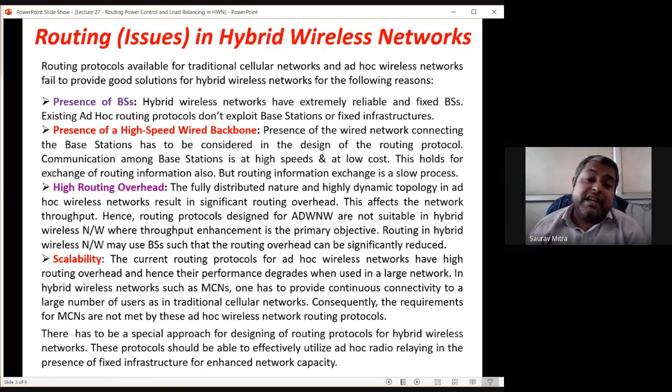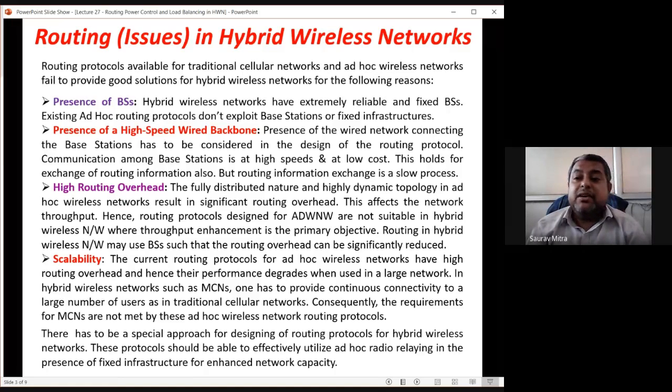Okay. But if it is a wired connectivity, in that case the routing information exchanged between some intermediate node and base station is a very fast process. So ad hoc routing is slow, but wired routing is fast. And this hybrid network is having both. A hybrid network is having ad hoc as well as cellular. So cellular routing may be fast, but ad hoc routing is slow. So whenever I'm talking about hybrid, it is having both the things, ad hoc as well as cellular.